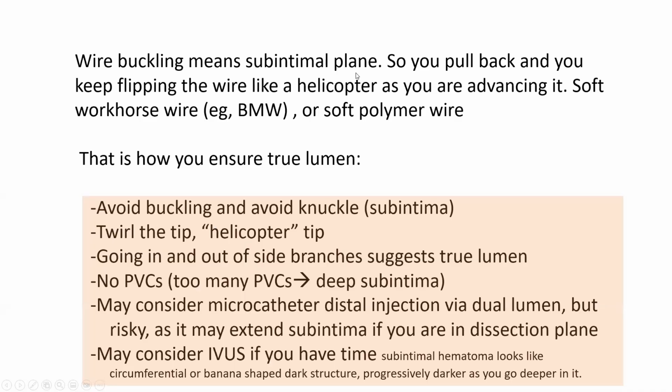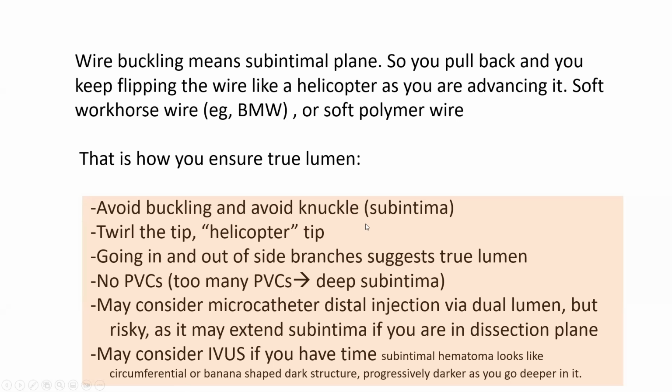Wire buckling means subintimal plane. So you pull back and you keep flipping the wire like a helicopter as you are advancing it. If you buckle, you pull back again and you keep flipping the wire, avoiding any buckling. And this is how you ensure true lumen. Those are 6 tips that will help you.